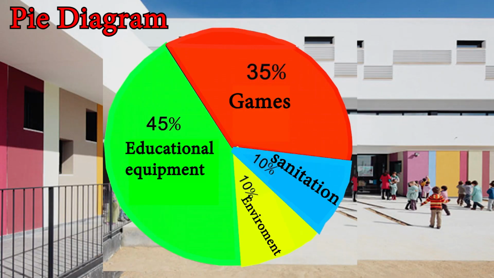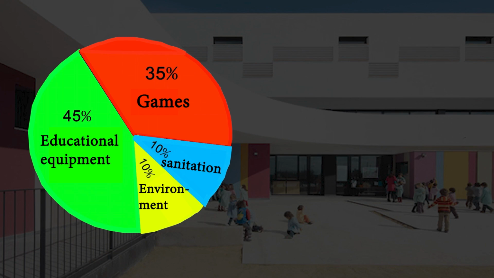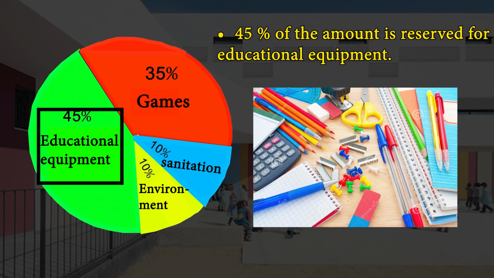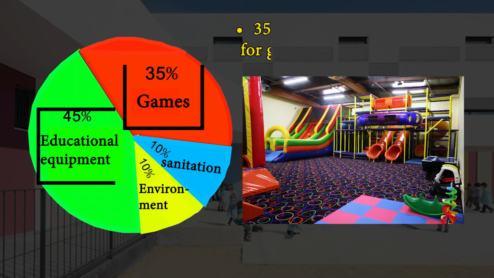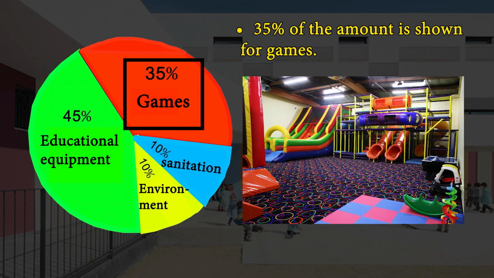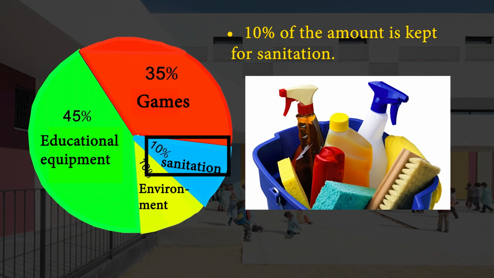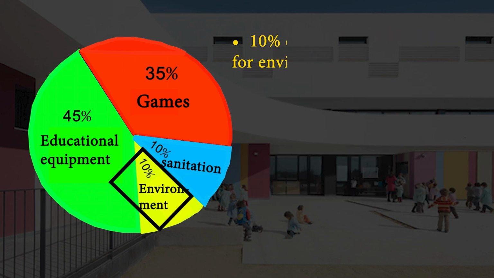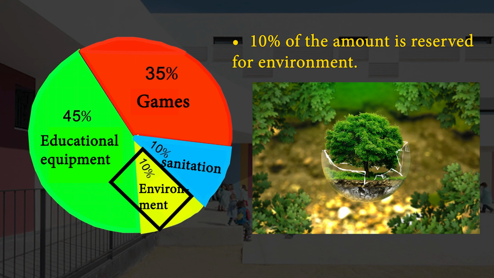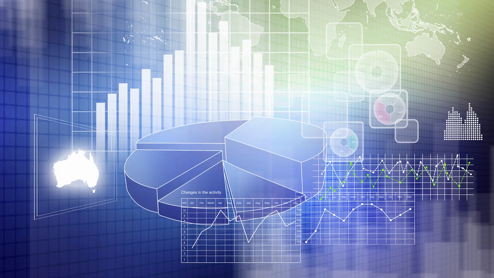Figure 6.10 shows the annual financial planning of a school. From the pie diagram, we see that 45% of the amount is reserved for educational equipment. 35% of the amount is shown for games. 10% of the amount is kept for sanitization. 10% of the amount is reserved for environment. In this way, we get information at a glance from a pie diagram.